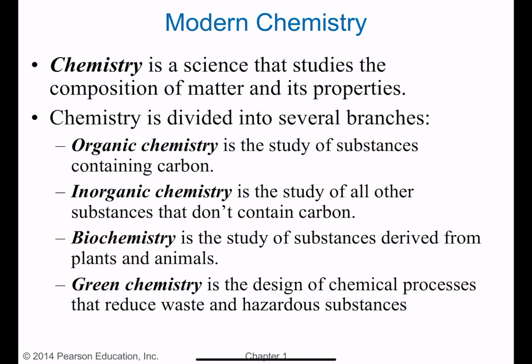So then the next part of chapter 1 talks about all the different types of chemistry. Chemistry is a science that studies the composition of matter and its properties. Chemistry is divided into several branches, and we're only listing a few here. But this is fundamental chemistry, which is equivalent to general chemistry on the college level.